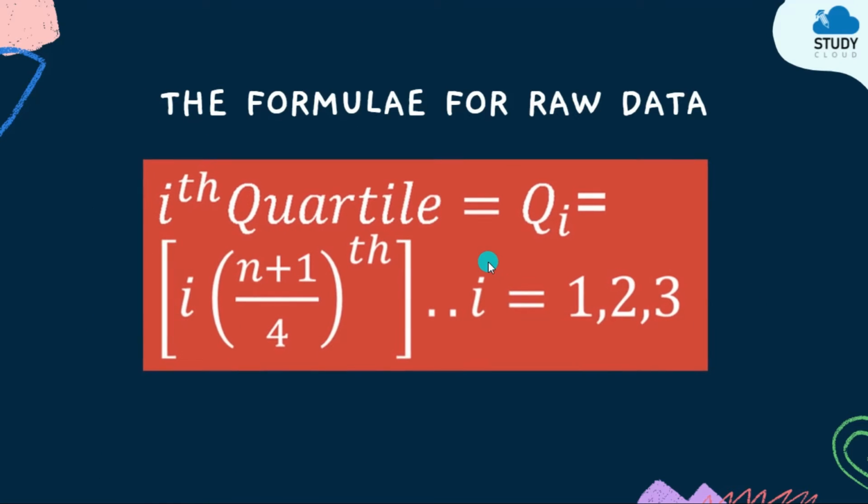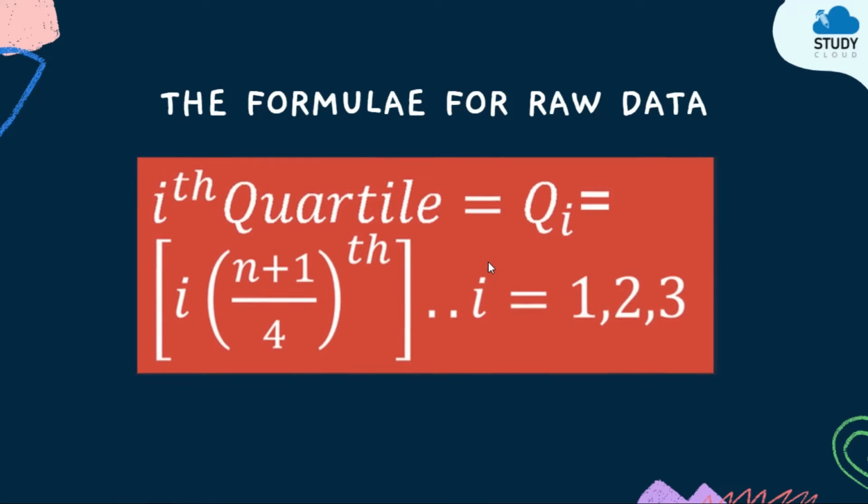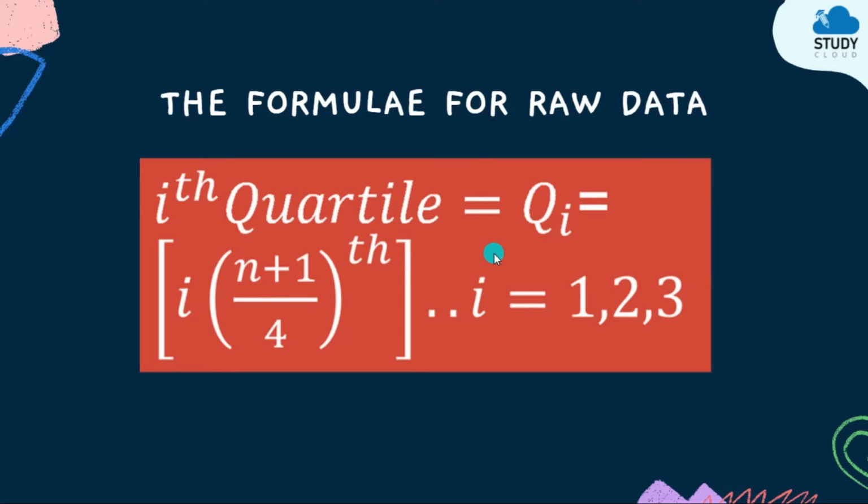Now we will see the formula for quartiles. When raw data is given to you, the data will not be given in table form, just random numbers will be given to you. So here the formula is i(n+1)/4. Here why 4 came? Because it divides the data into 4 equal parts, and here i could be 1, 2, 3, that is quartile 1, quartile 2 or quartile 3.